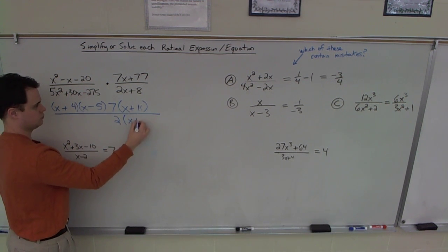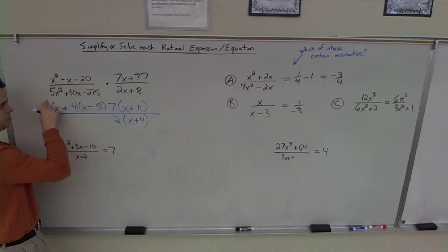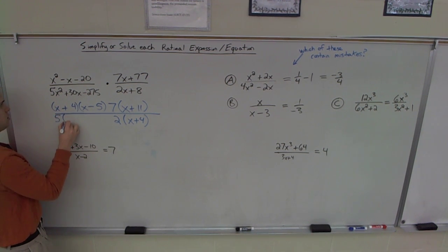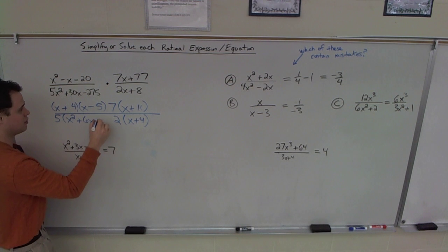2 times x plus 4. How about this one? I got a 5. Yep, they all do share 5. Otherwise, you'd have to do that long process. These are huge numbers, so that wouldn't be pretty. So 5 and x squared plus 6x minus 55. Use your calculator, and that was what? 55.